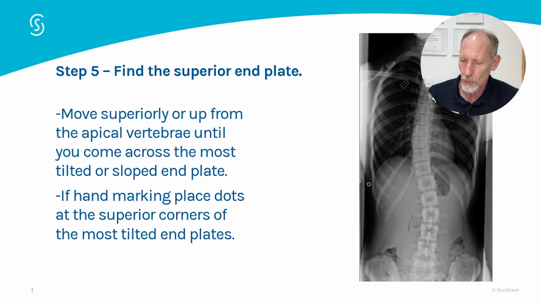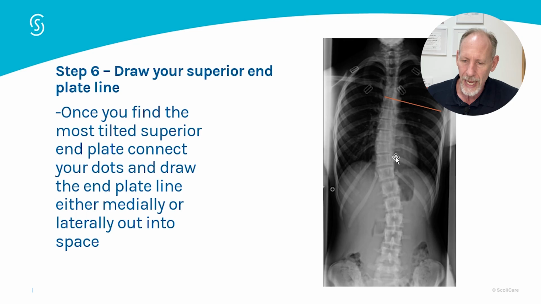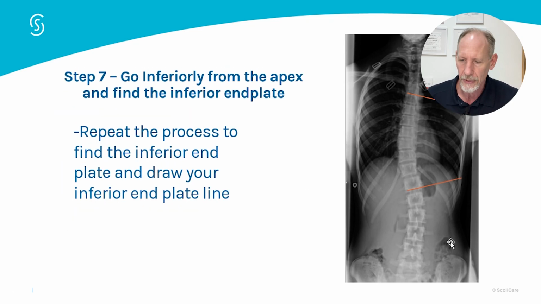So we're going to draw a line across that end plate out into space, and then we're going to go back to the apical vertebra, and then we're going to construct our inferior end plate. So we're going to go to the apical vertebra, work down and find that most tilted inferior end plate, and then draw an end plate line across that. And then to connect these two lines together, now if you have a PAC system that figures this up automatically, it'll just determine what your Cobb angle is.